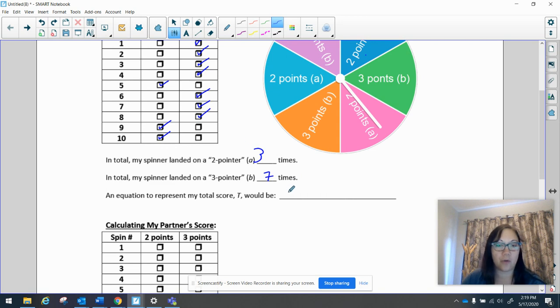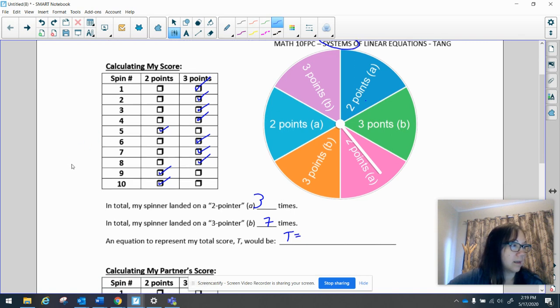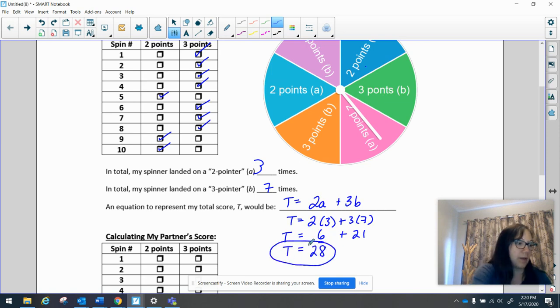So to represent the total score, T, the total, is equal to 2A plus 3B, I should say. So 2 points for every time we got result A, and 3 points for every time we got result B. And then if we go ahead and calculate that, we got result A 3 times and result B 7 times. So our total score would be 6 plus 21, which is 28. So a pretty nice score there.